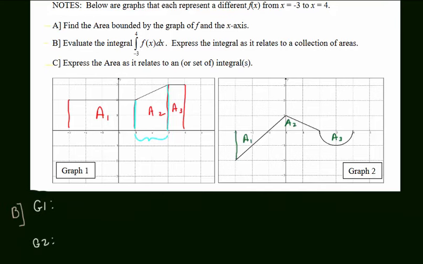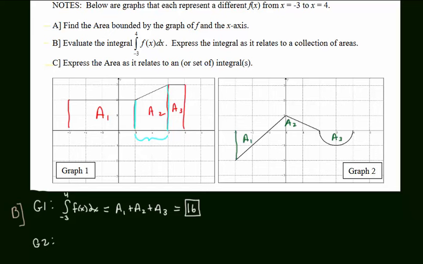Now for part B, graph 1, it says evaluate the integral from -3 to 4 of the function f of x dx. Now I hope you can see that this graph of graph 1 has a function that is always above the x-axis, and when the graph is always above the x-axis, the integral equals the area. So I would say the integral from -3 to 4 of f of x dx is equal to A1 plus A2 plus A3, which we already worked out to be 16 in part A, graph 1.